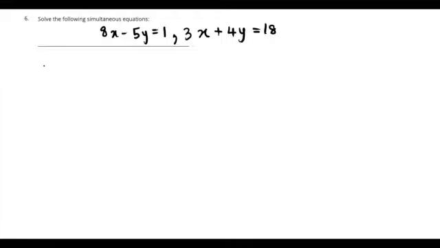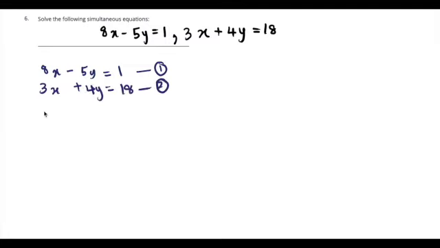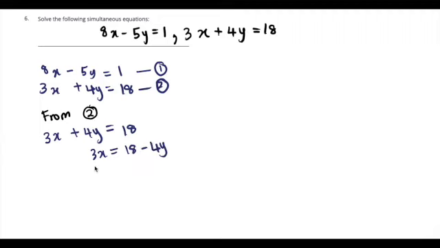Okay, our last question, number 6. As usual, put down which one is equation 1, which one is equation 2, so you won't get confused about which equation you use afterwards. Next, you can choose either from equation 1 or equation 2. You want to find the single term. So I choose from 2 because all are positive terms. And I want to find the value of x in terms of y, single x equals to what in terms of y. So that is my equation 3.